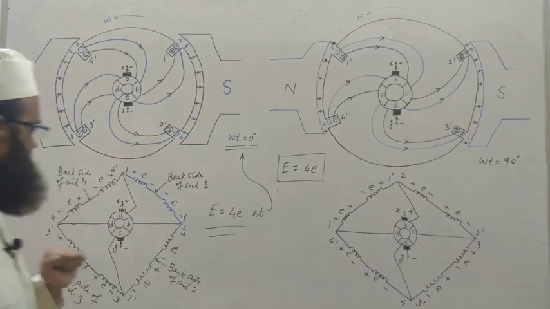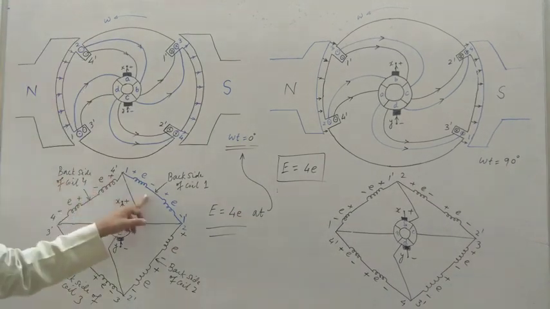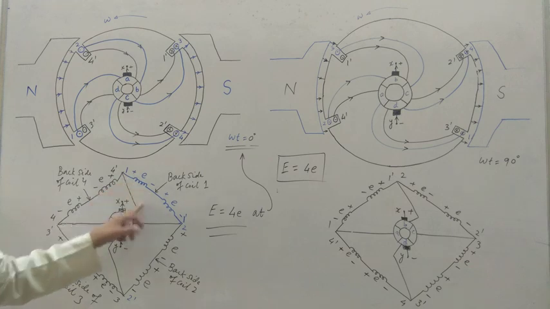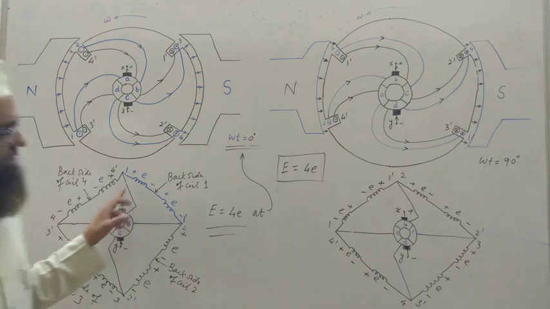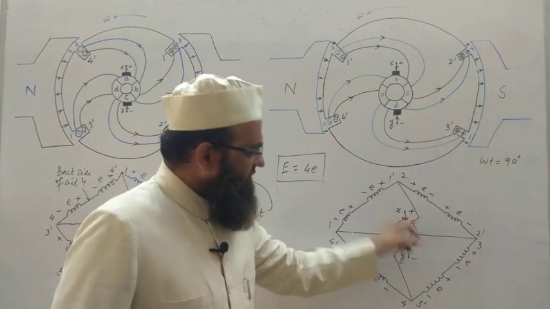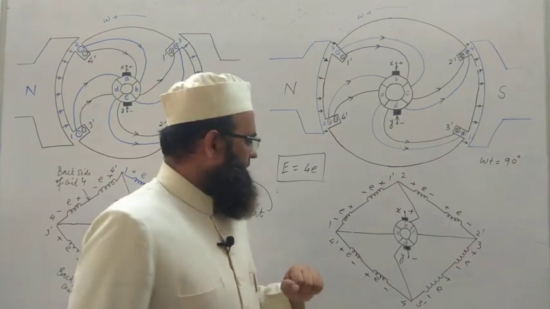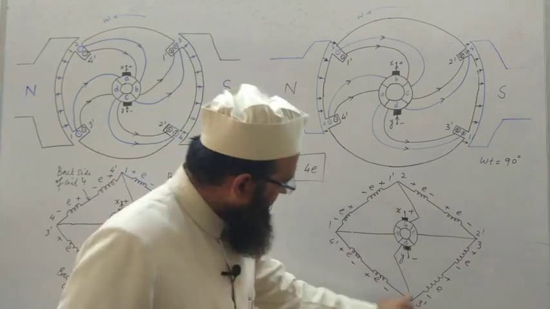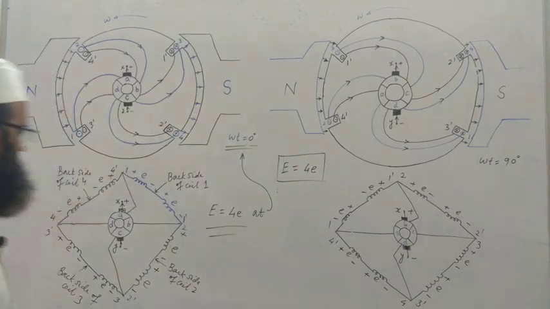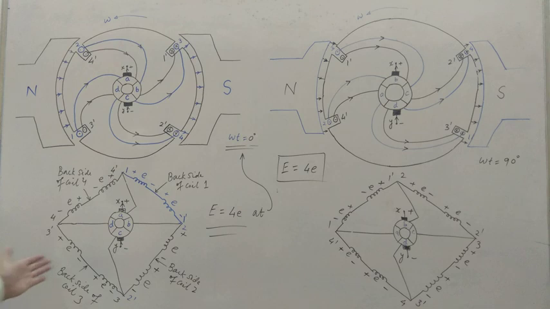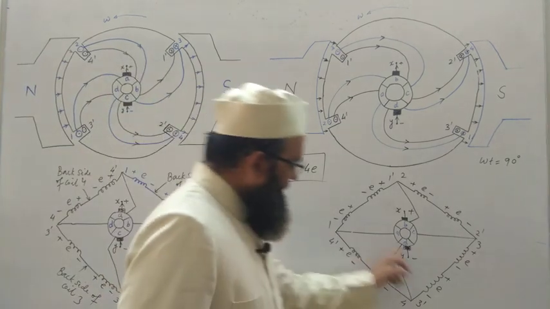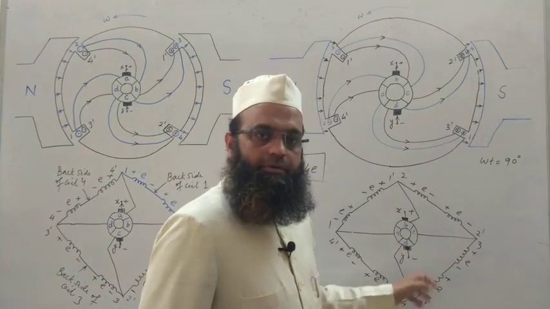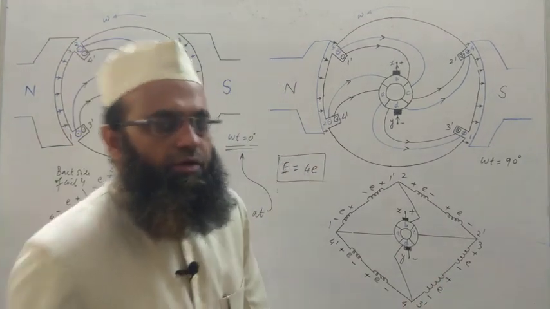You can check. For coil number 1, it was connected with the positive terminal, that is X. Now 1 dash is connected with X. 1 is connected to Y through this. Similarly for 3, earlier 3 was connected with Y, but now 3 dash is connected with Y. So no need to worry.